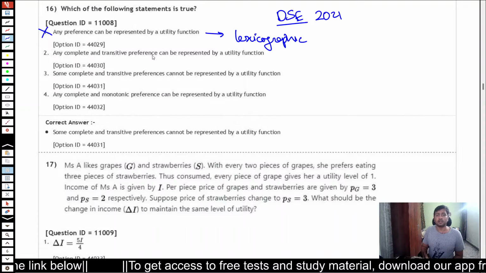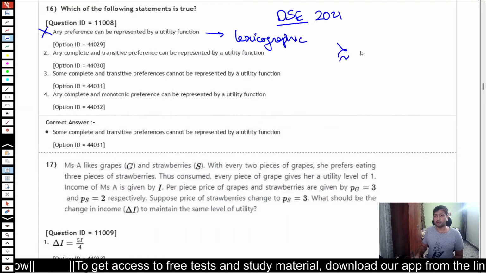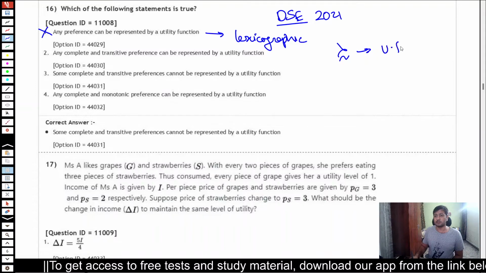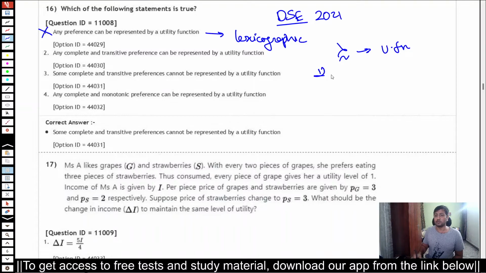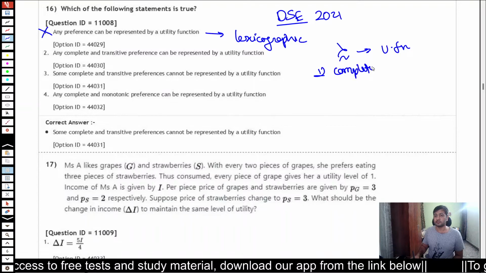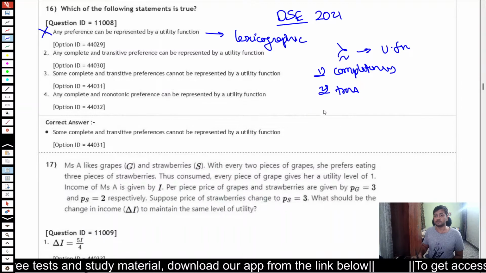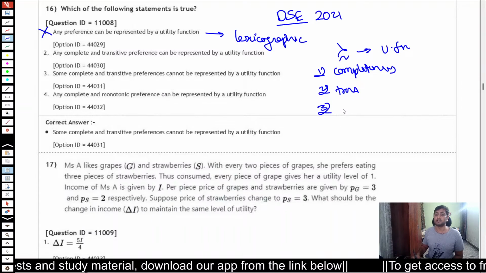Any complete and transitive preference can be represented by a utility function. In order for a preference to be represented by a utility function, it needs to obey three properties. One is completeness, second is transitivity, and the third is continuity.